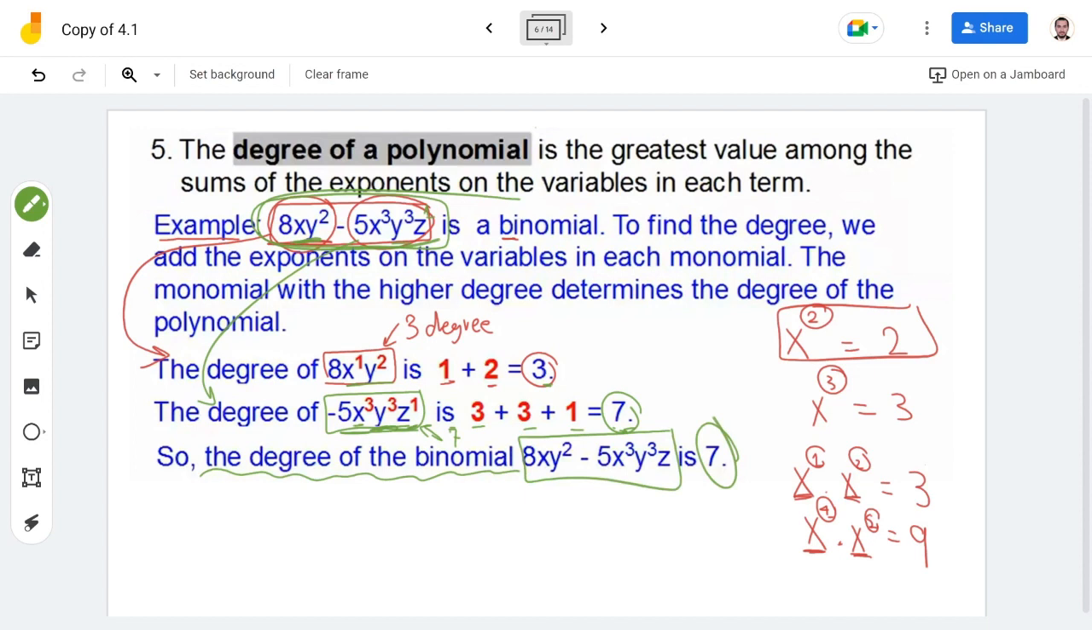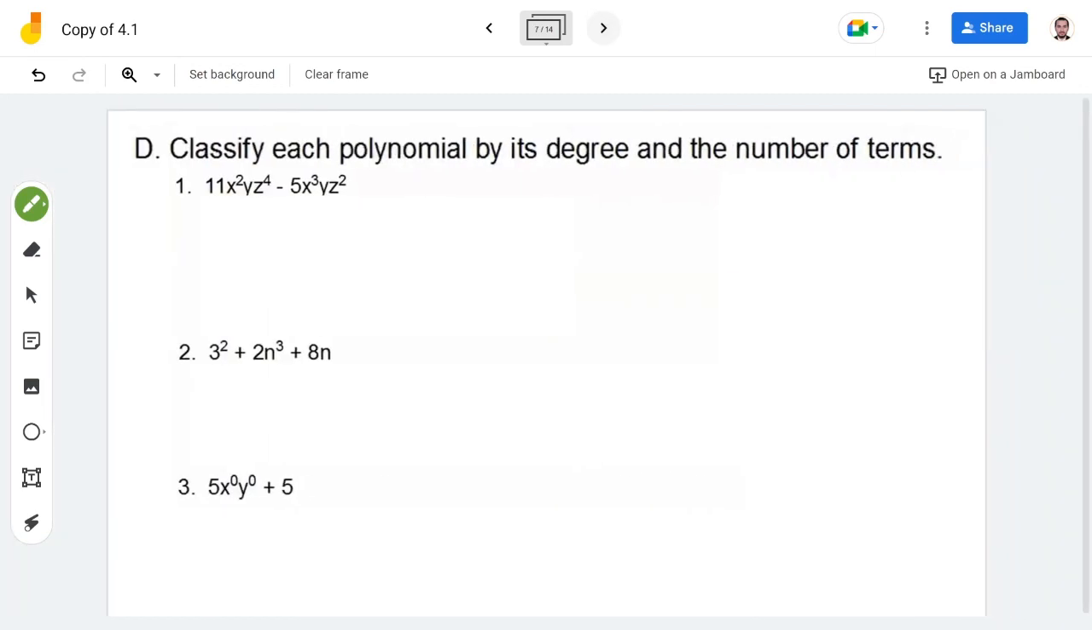You need to test each monomial alone, for the degree of each monomial. After you test, you need to state the degree of the polynomial. Okay, let's take examples of this. Classify each polynomial by its degree and number of terms.